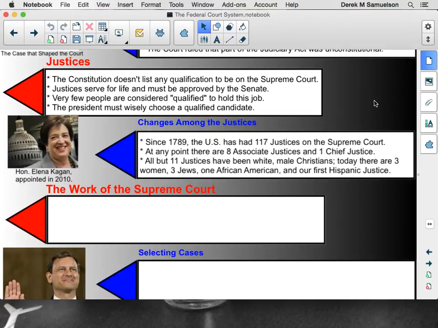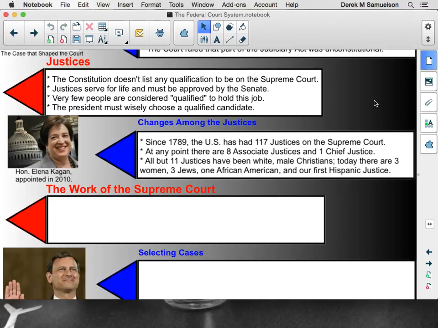All right, changes among justices. Since 1789, the U.S. has had 117 justices on the U.S. Supreme Court. At any point, there are 8 associate justices and 1 chief justice. That is the ideal number, the number that we've had for quite some time now, 9 justices on the court. All but 11 of these justices have been white, male Christians. So do keep that in mind, that we have not been the most diverse group within the Supreme Court, although things are getting more diverse and more representative today.